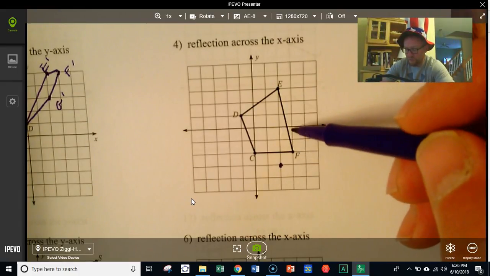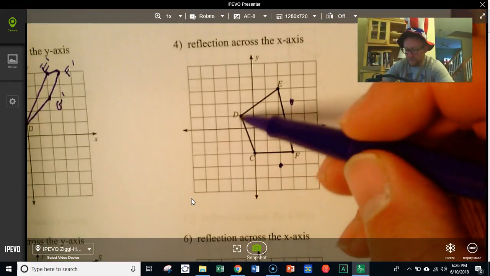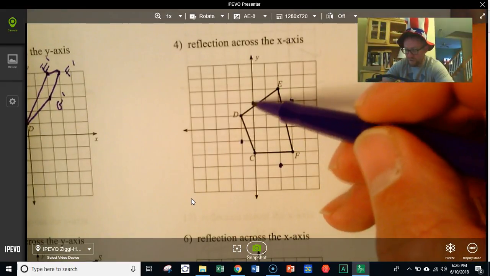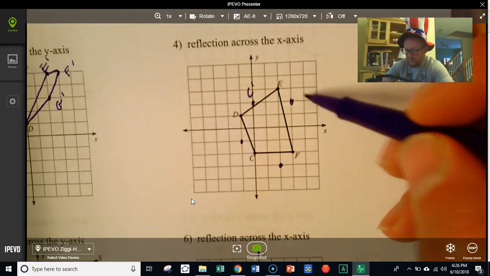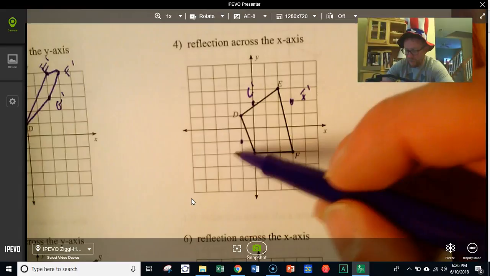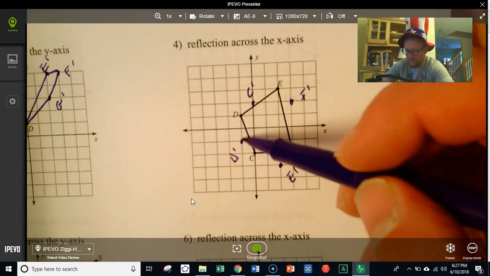Alright, across the x-axis, E is 1, 2, 3, 1, 2, 3. F, 1, 2, 1, 2. D, 1, 1. C, 1, 2, 1, 2. C prime, F prime, E prime, D prime.